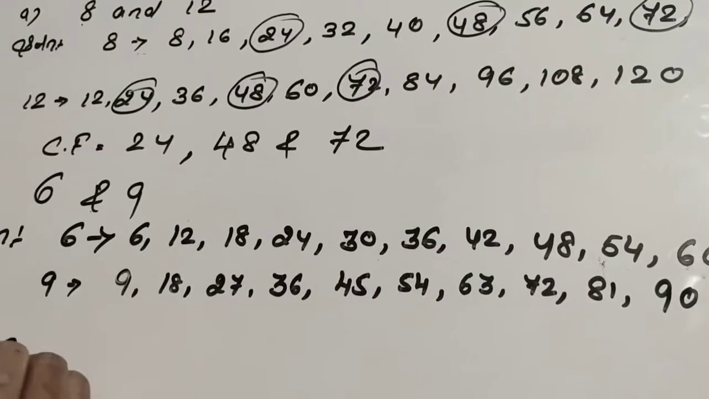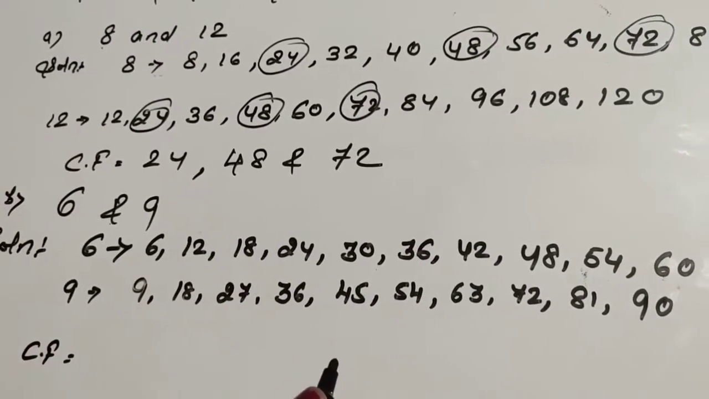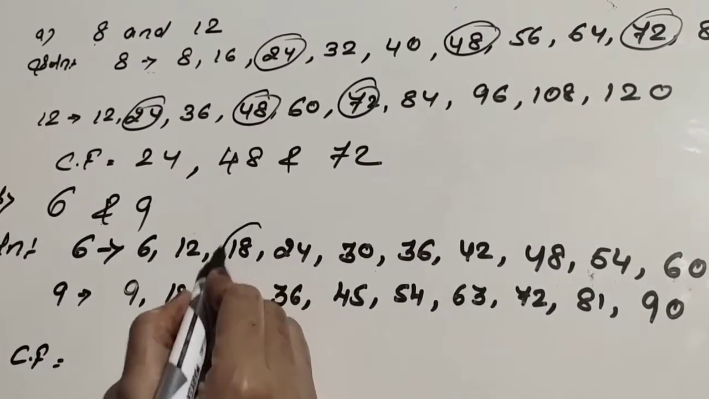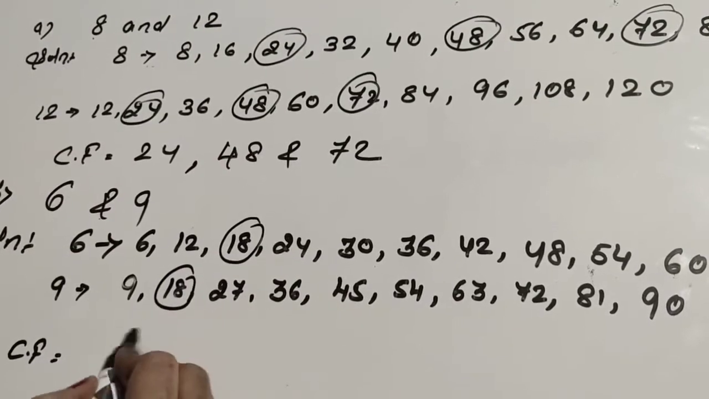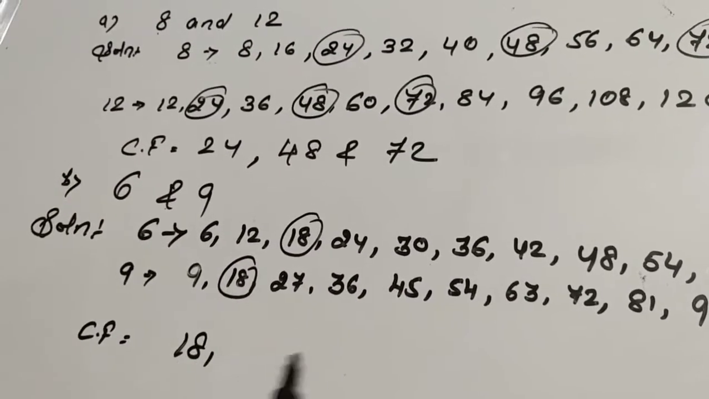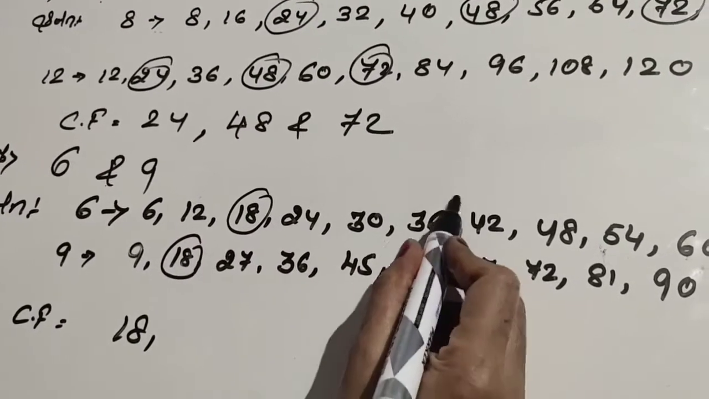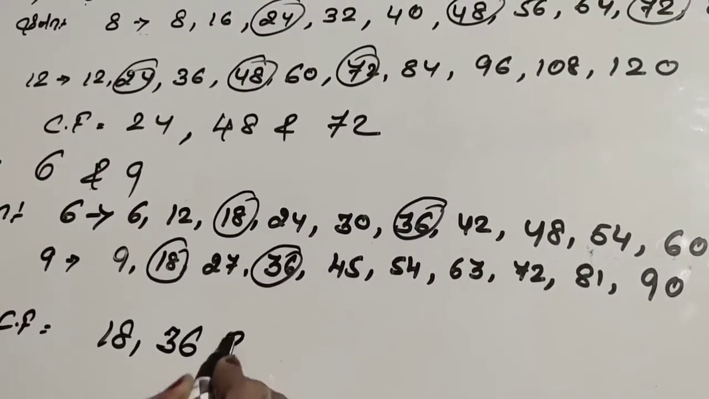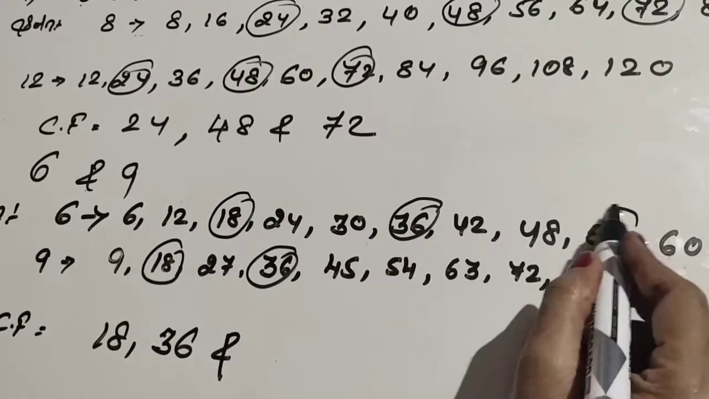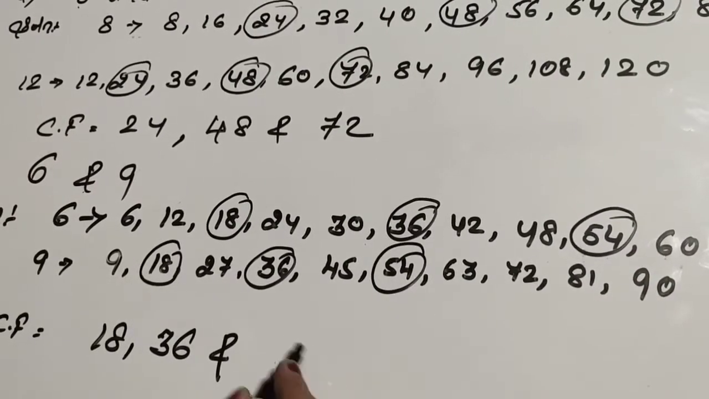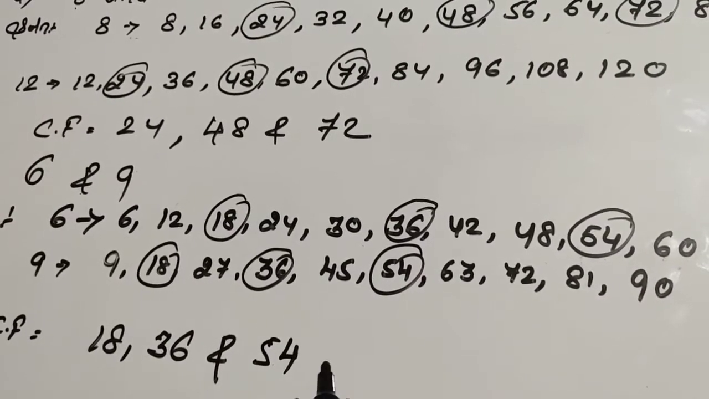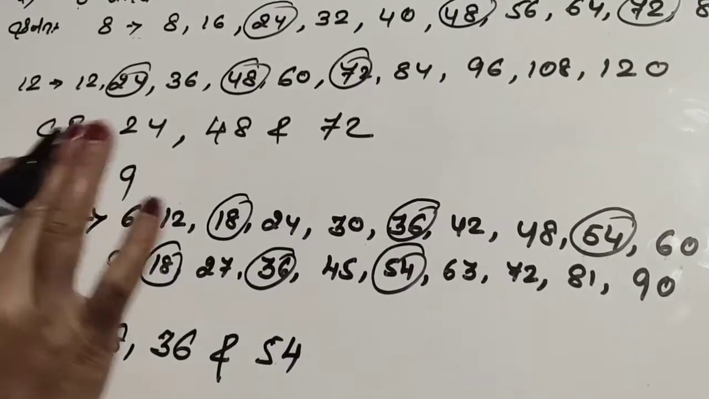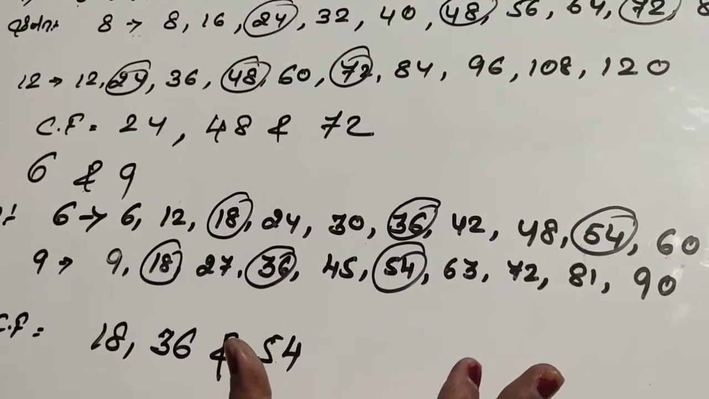Now we will find the first 3 common multiples. So 18 and 18, you have to write it here. Next, 36, 36. One more we have to find out: 54 and 54. So these are the first 3 common multiples of 6 and 9. Now the next question, question number 3.